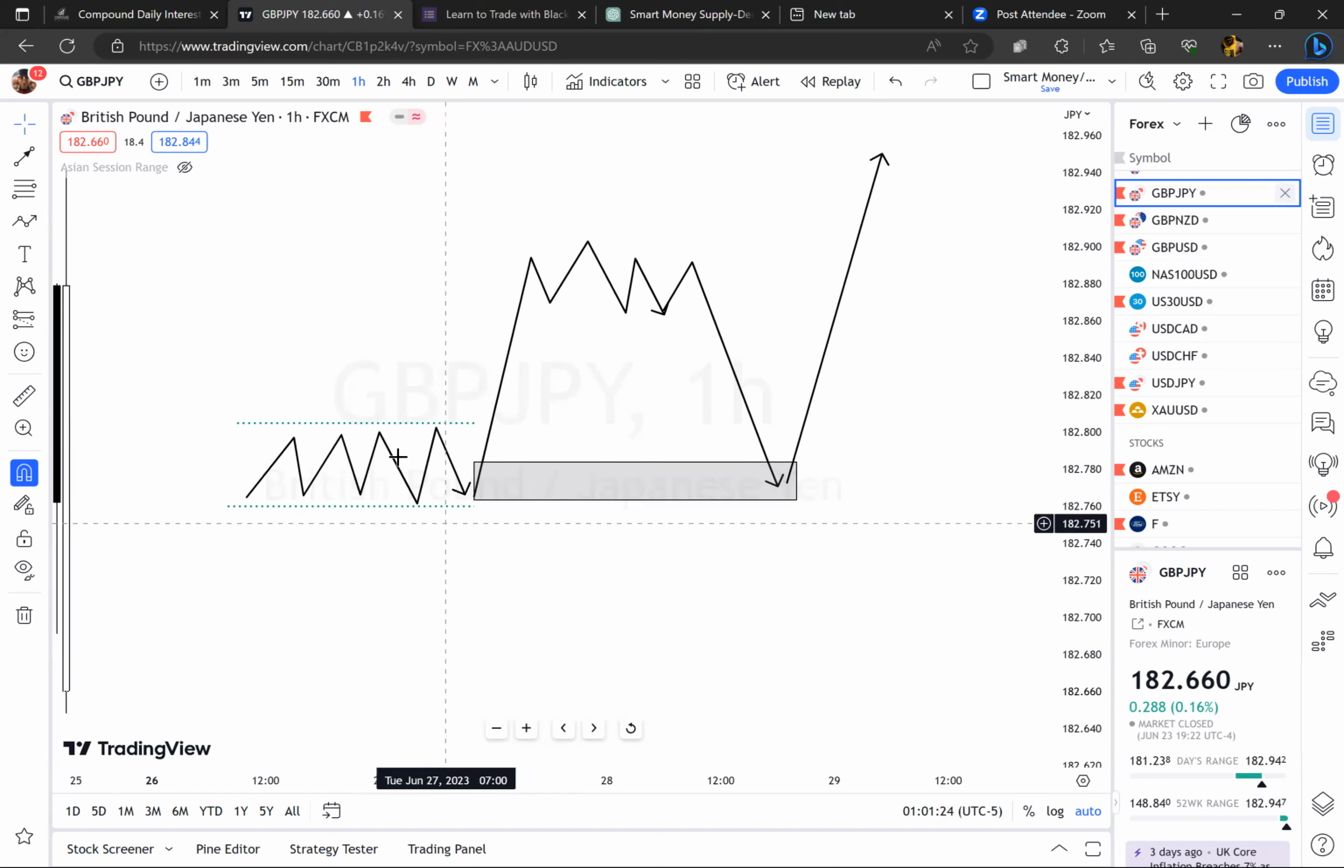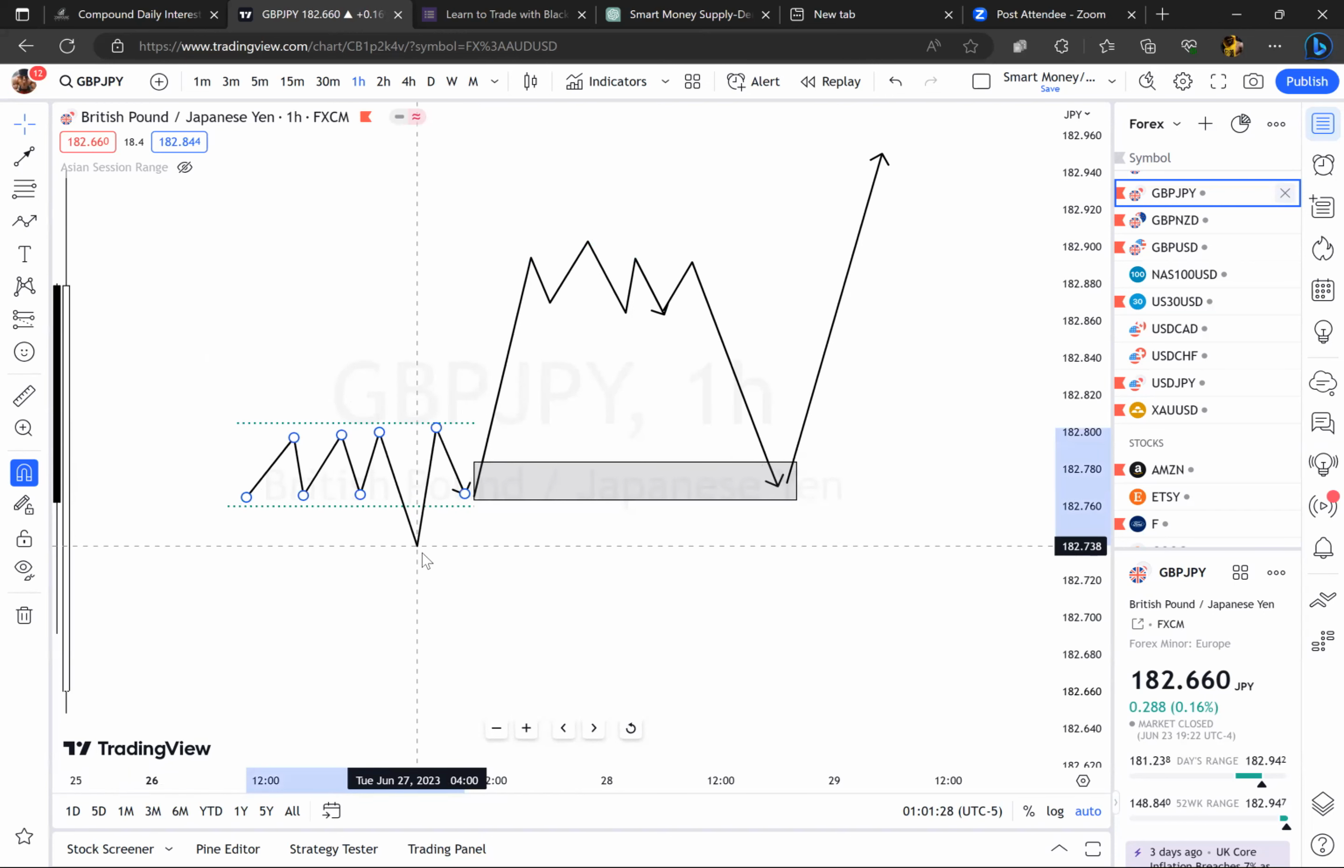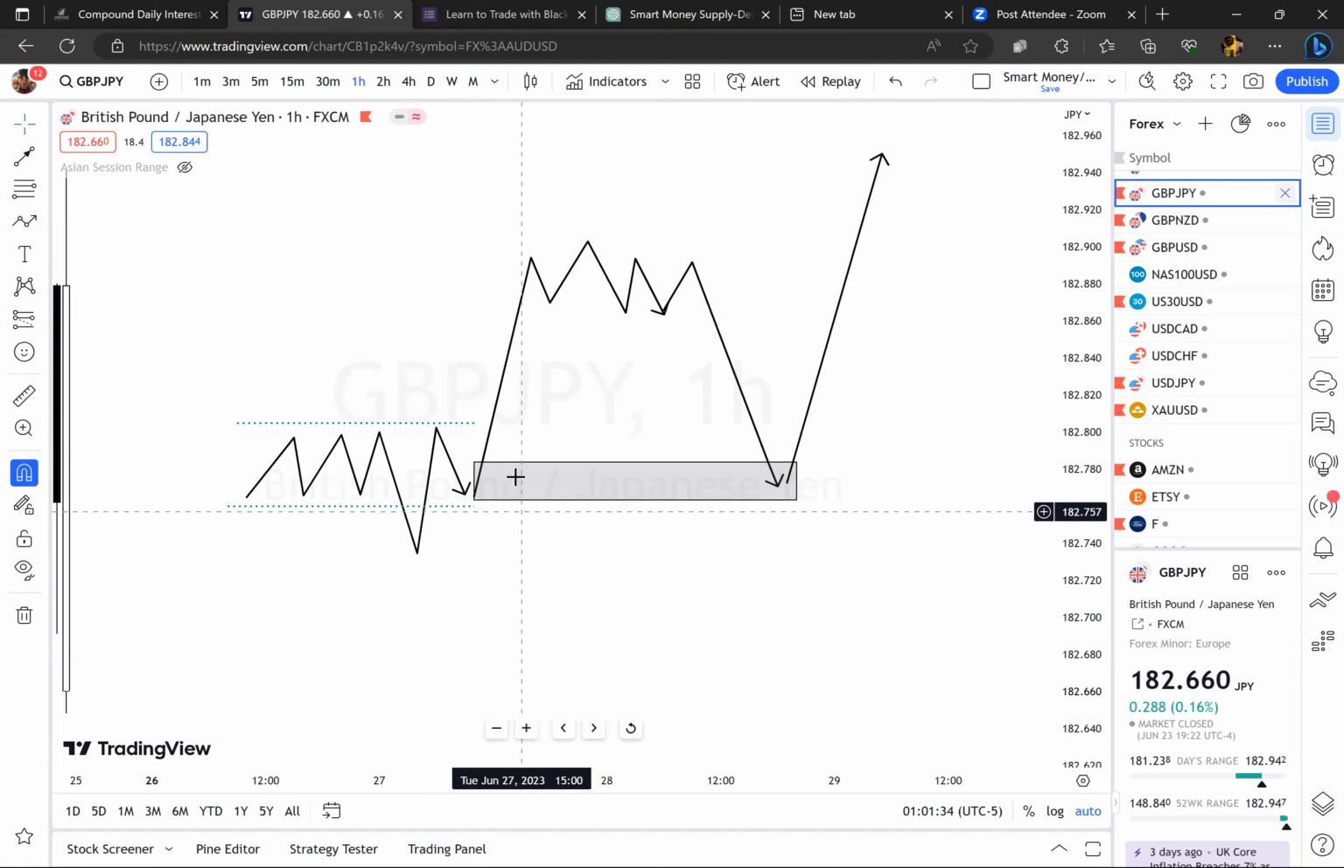Now, sometimes on consolidation you might get something like this. Boom. It might take out liquidity to the bottom side and then make its way back up. That happens sometimes. Sometimes it's going to happen, sometimes it's not going to happen. You just be patient. Your job is to be patient.